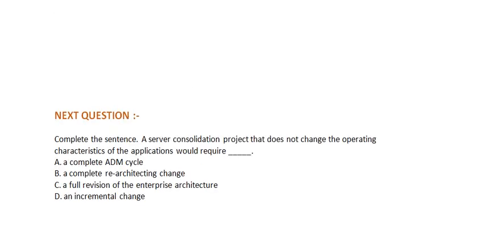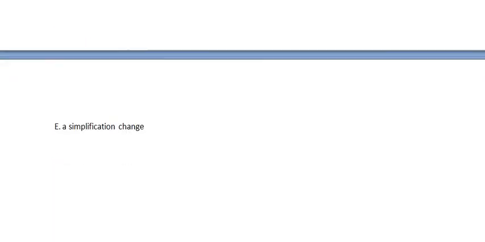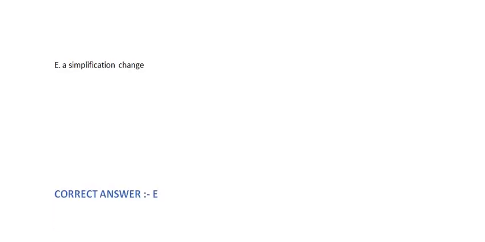Next question is, complete the sentence. A server consolidation project that does not change the operating characteristics of the applications would require: Option A, a complete ADM cycle. Option B, a complete re-architecting change. Option C, a full revision of the enterprise architecture. Option D, an incremental change. And option E, a simplification change. The correct answer is option E.